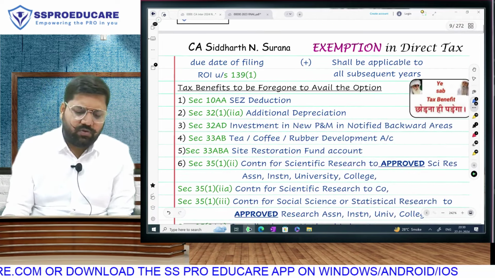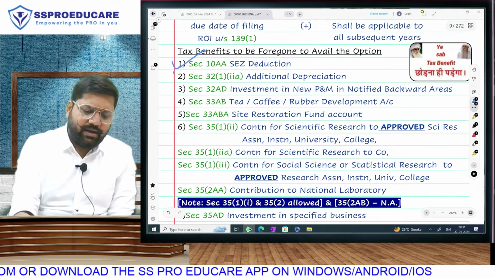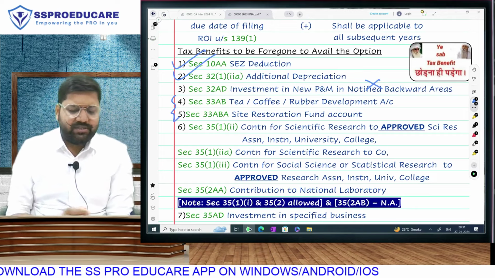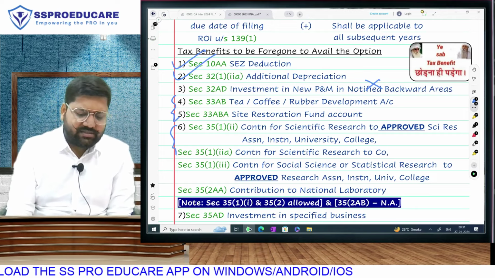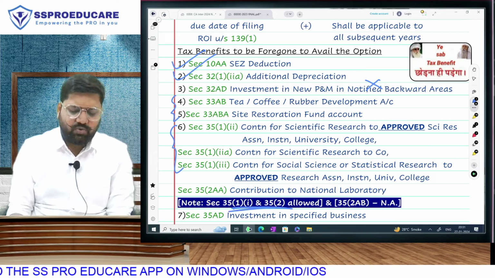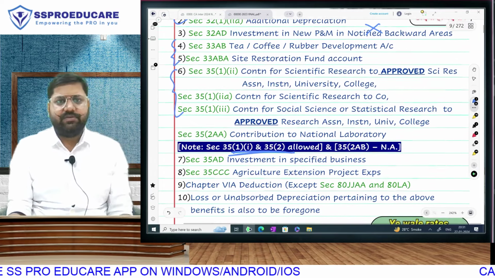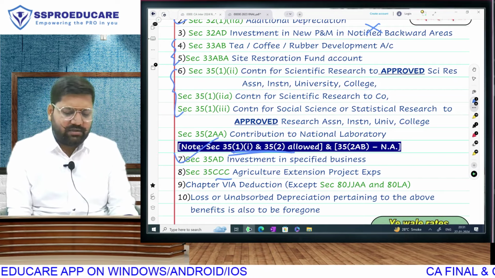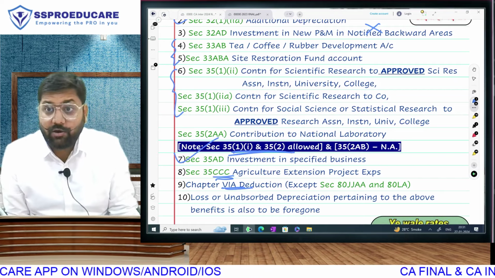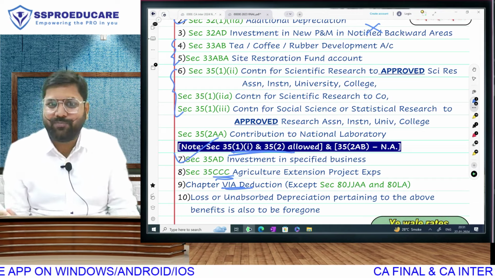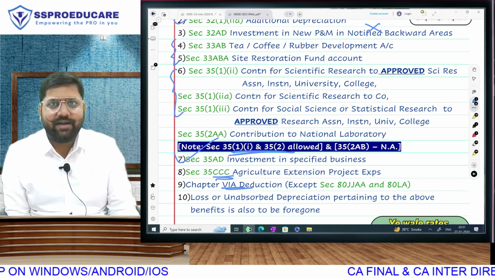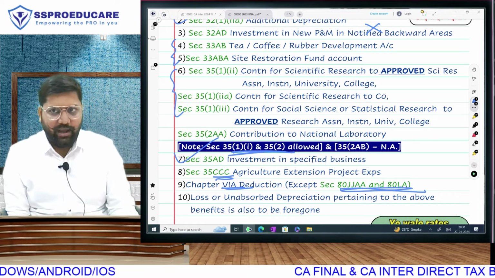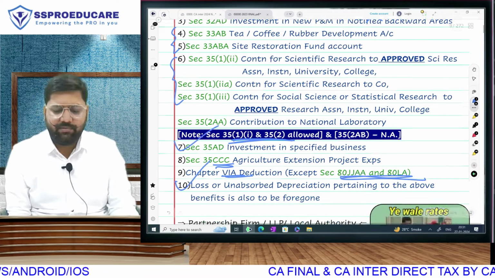Tax benefits to be foregone are on similar lines. SEZ, additional depreciation. This you can remove because after 2020 it is gone. These two are PGBP deductions. Same, scientific research related, all will not be allowed. Only these two: revenue expense on business, capital expense on business will be allowed. Specified business deduction, not allowed. Agriculture extension, not allowed. Chapter 6A, not allowed. Now see, 80CCD2, 80CCH2 are for employees. That can only be for individuals. That can't come for cooperative society. So for cooperative society only 80JJAA and 80LA will be allowed.